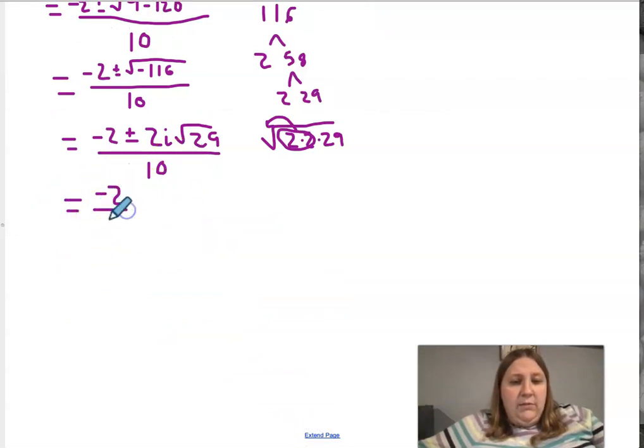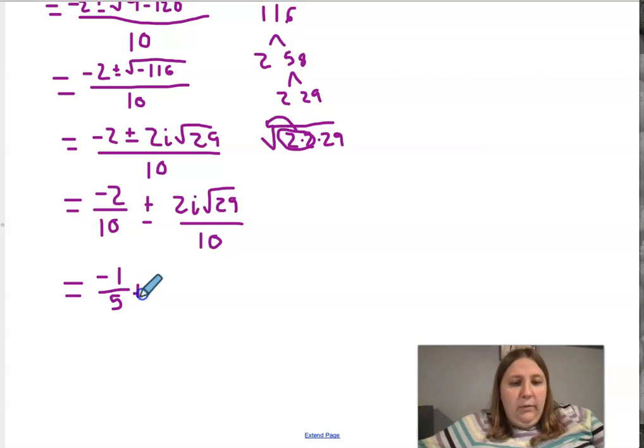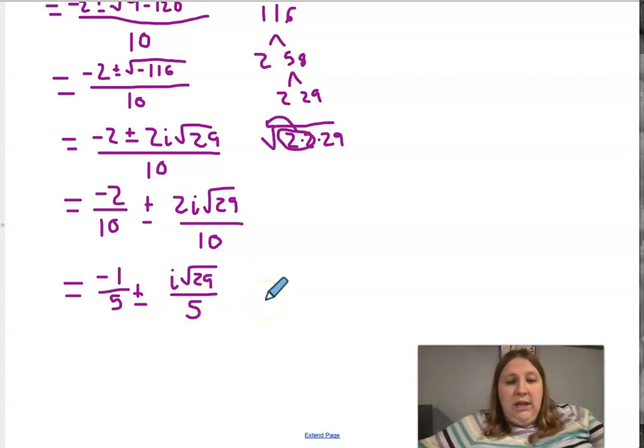So I want to think about splitting this into 2 fractions. I take my first piece, which is the negative 2, plus or minus my second piece, which is also over 10. And then I can simplify this a little bit. So negative 2 over 10 is the same as negative 1/5, so that does simplify a bit. Plus or minus, this 2 over 10 is also 1/5, so on top we just have i square root of 29. We can have a 1 there, but saying 1 times that doesn't really change it, so we don't need the 1. All right, so that's as much as we can simplify that one.